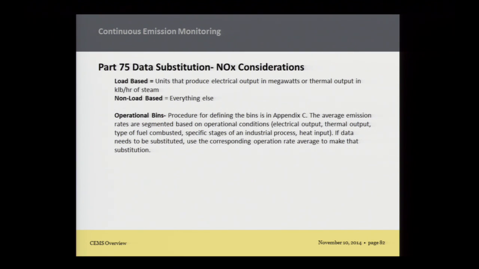So NOx considerations: load based is equal to units that produce electrical output in megawatts or thermal output in 1,000 pounds per hour of steam, and non-load based is everything else. So operational bins is a procedure for defining the bins in Appendix C. The average emission rates are segmented based on operational conditions, electrical output, thermal output, types of fuel combusted, specific stages of an industrial process or heat input. If data needs to be substituted, use the corresponding operation rates to make that average substitution.